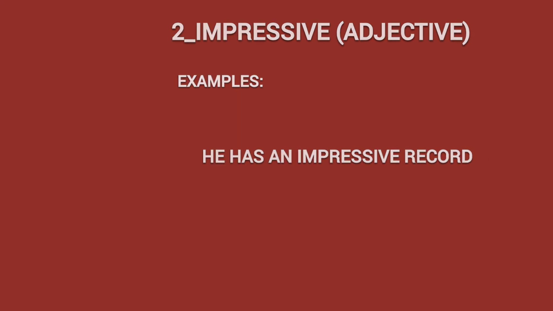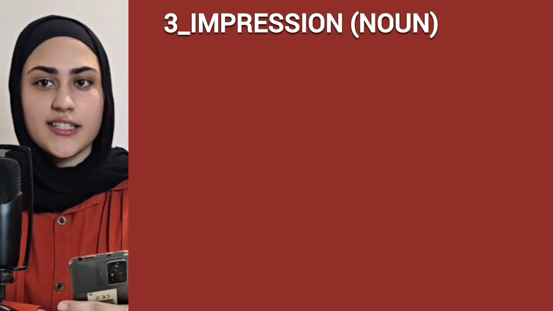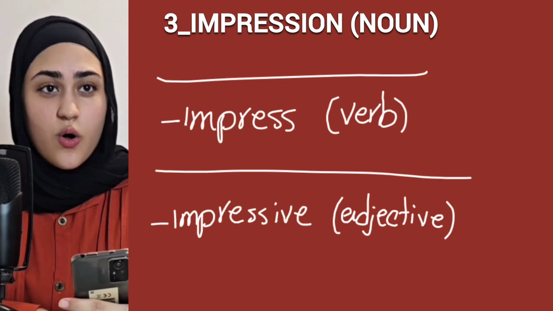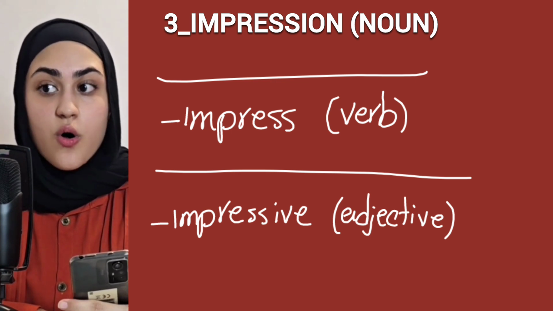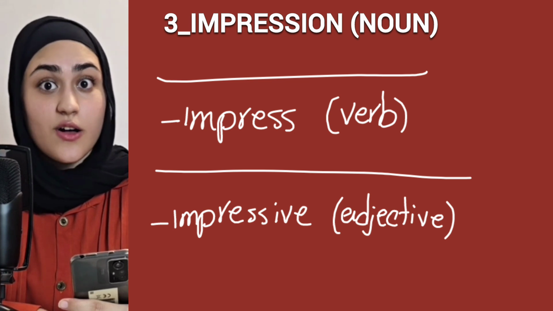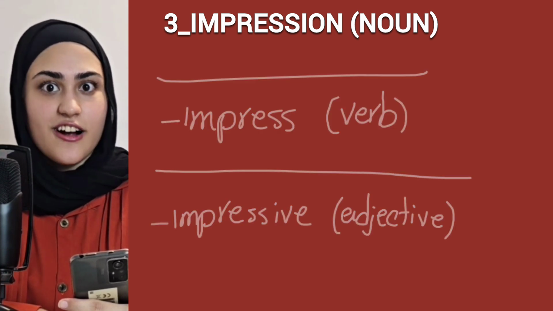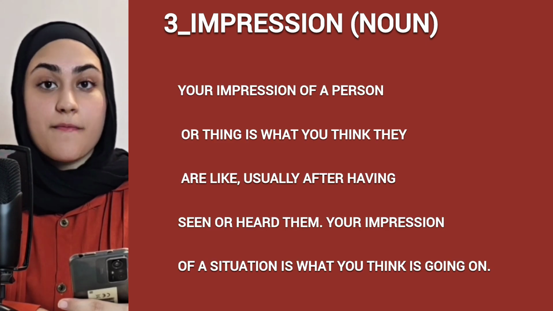Let's talk about the next word, which is impression, the noun form of impress. Isn't it interesting that impress as the verb has all of these great, very common parts of speech, and they're all so common, and they're all relatable. So cool and easy to learn. So impression is the noun form of impress.